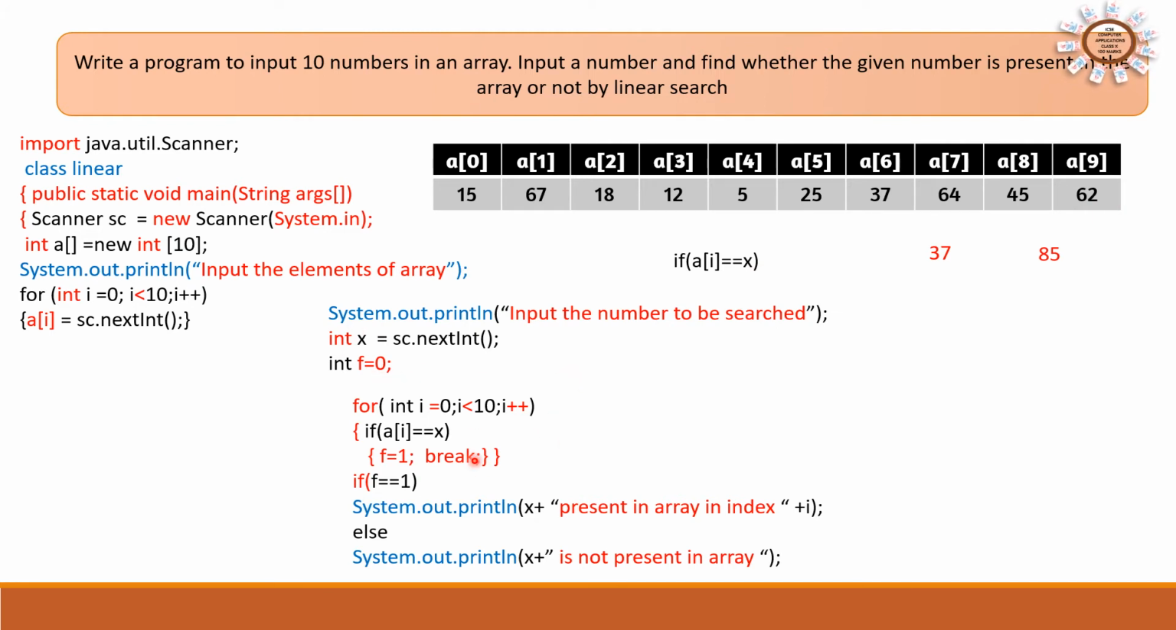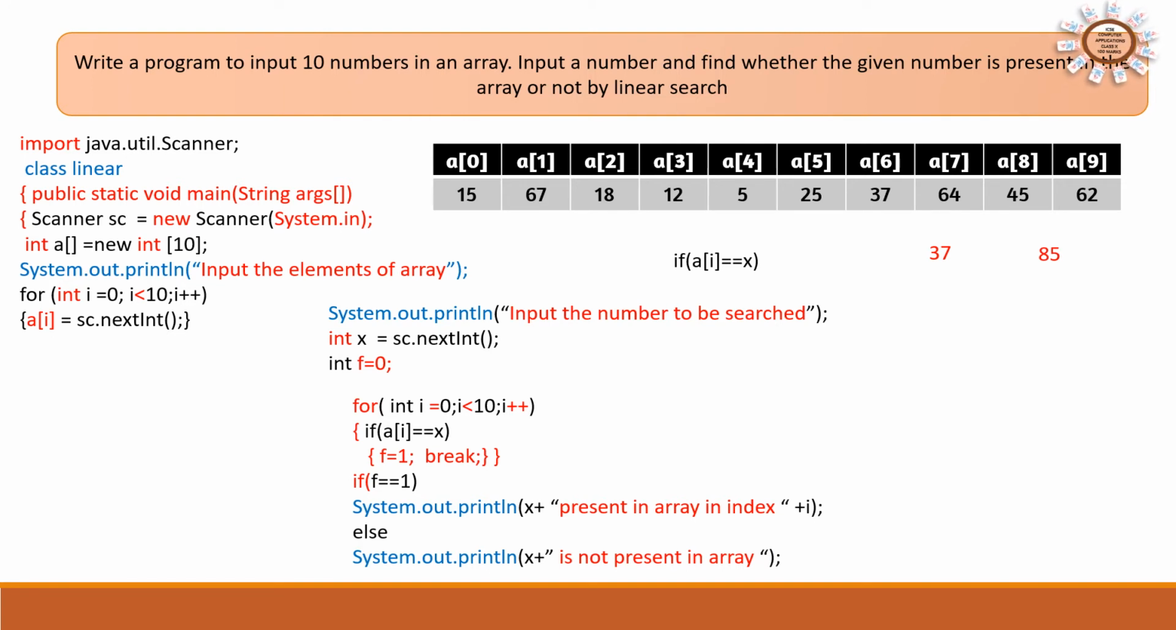So after closing the for loop, when we are checking if F is equal to 1, the condition is false. That means it will come to else. So here the printing will be: 85 is not present in the array. So like this we will be printing the output.